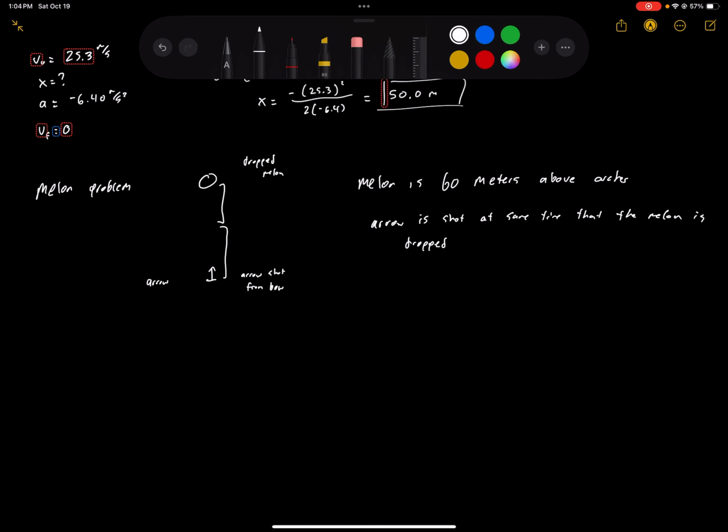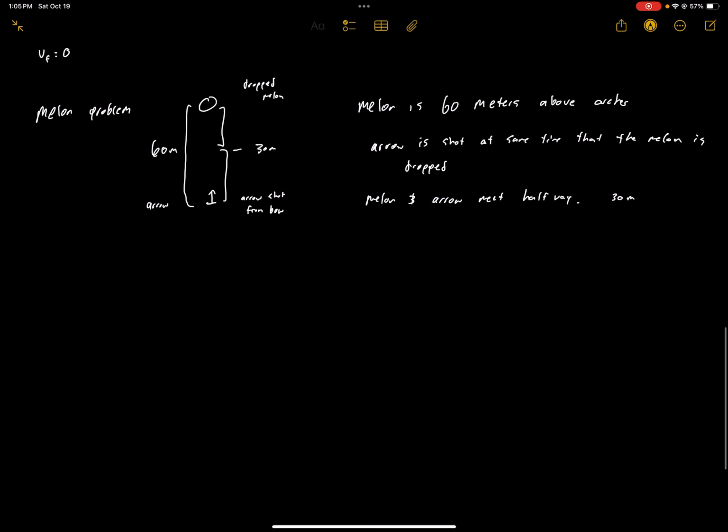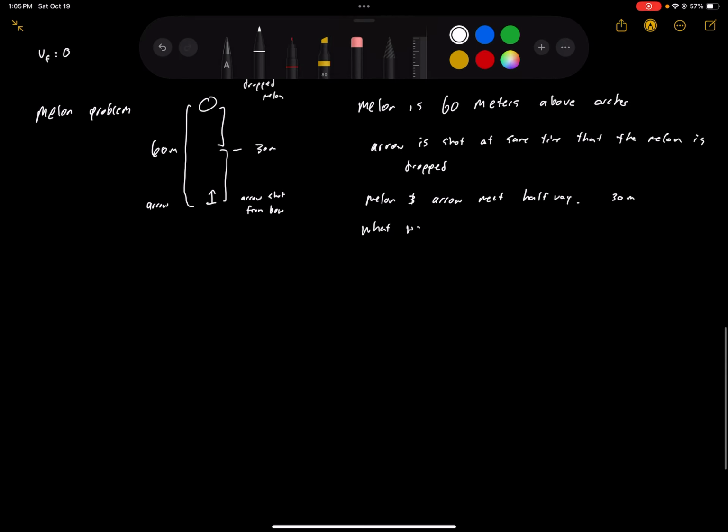Okay? So let's say that the melon and arrow meet halfway. If this melon is 60 meters above the arrow, well, halfway, that's going to be 30 meters. So that's going to be 30 meters up from the arrow and 30 meters down from the melon. And let's say we need to solve for the velocity of the arrow. So what was the initial velocity of the arrow?